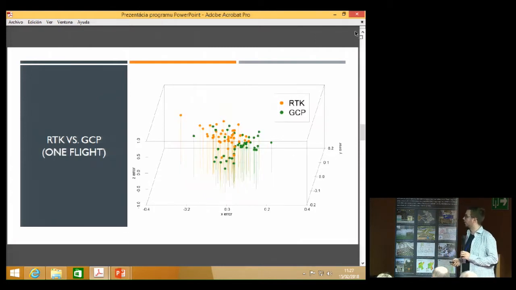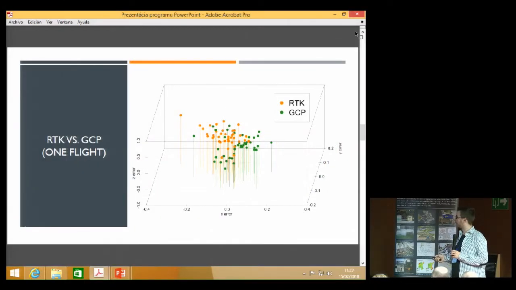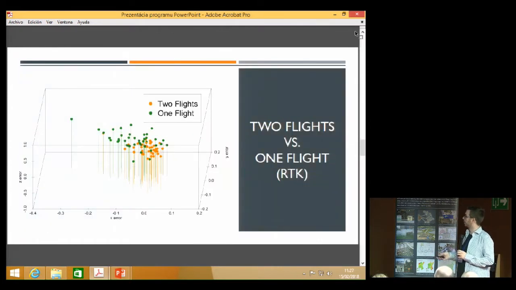this. This is the results from the same, but just in one flight, and we can see somehow the same trend, that the Z value is a little bit higher for the RTK. We've compared 2 flights versus 1 flight just with the RTK, and we can see that the errors from 1 flight are a little bit shifted and the errors are higher. But we have to do some statistics to find out if this is significant or not.